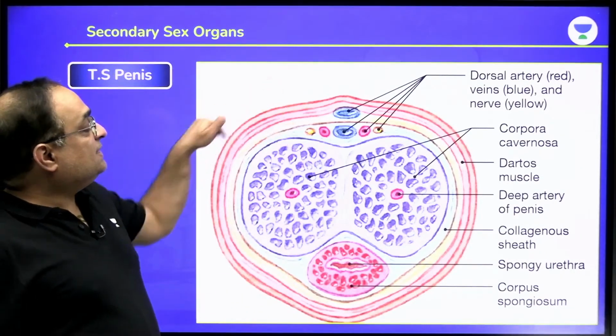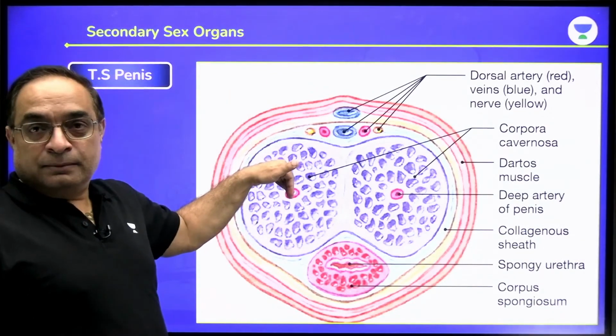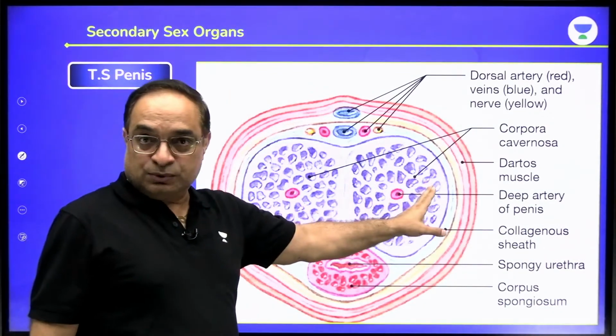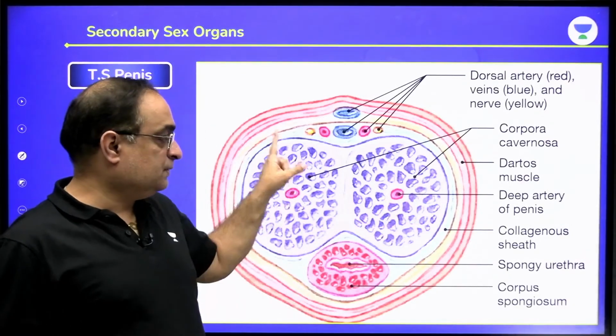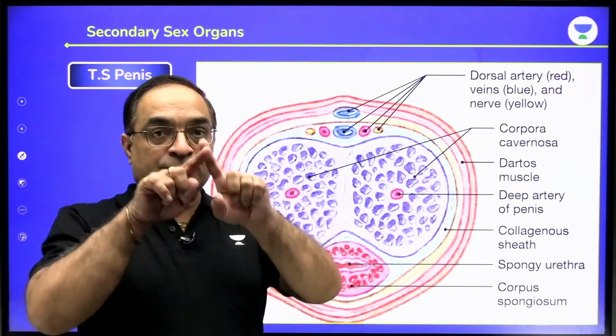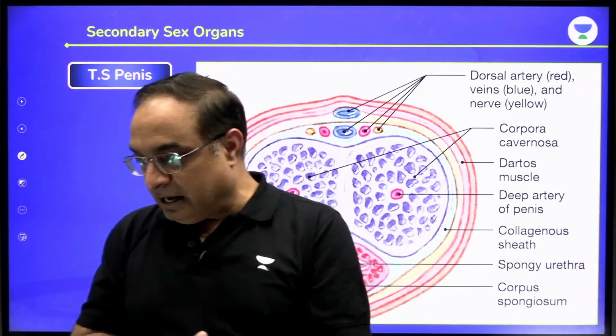Well, so this is a transverse section of the penis, right? These 2 structures, corpora cavernosa, corpus spongiosum. You try to draw this diagram on your own, just a rough outline.